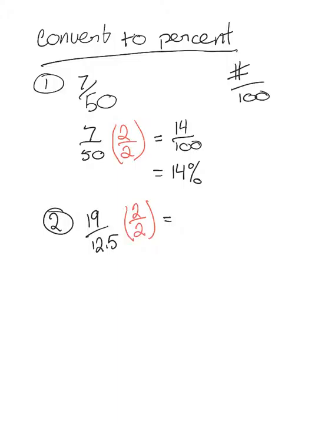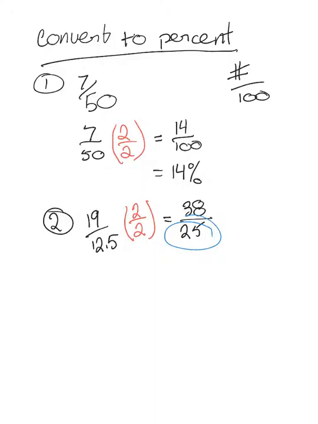So 19 over 12.5 times 2 would be, an easy way to do this would be 20 times 2 is 40, take away 2 is 38. 38 over 12.5 times 2, which happens to be 25. And there we go. Now we have a number that we can easily turn into 100.